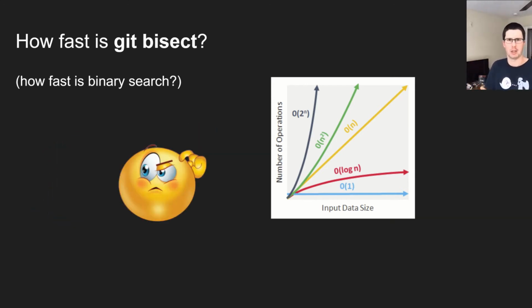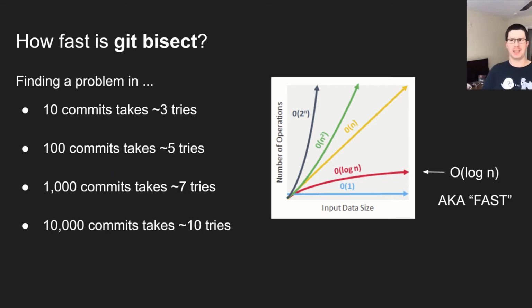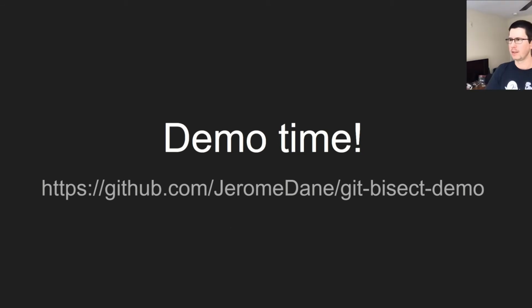So how fast is binary search? Fast. Finding a problem in 10 commits takes about 3 tries, 100 commits roughly 5, 1,000 commits roughly 7. Going through 10,000 commits is only going to take us 10 tries, so that makes us ridiculously efficient at finding issues. So, demo time. Let's actually check it out.